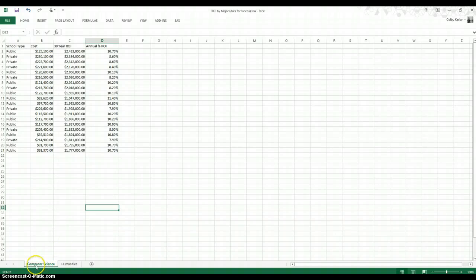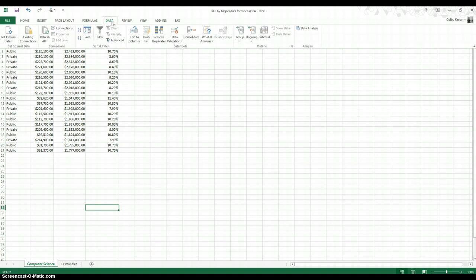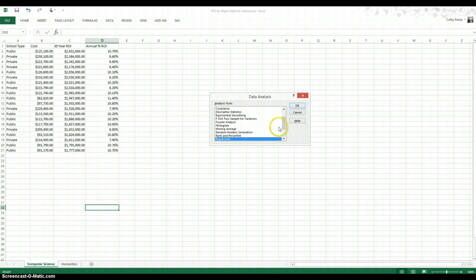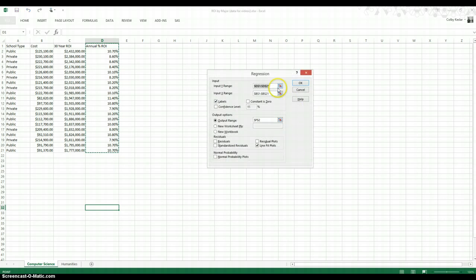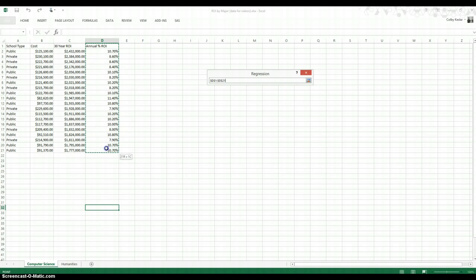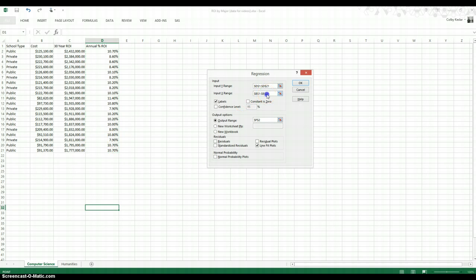Okay, I'm looking at my computer science data again, and I want to perform regression analysis to compare the annual percentage ROI versus the cost. So click on Data, Data Analysis, and we want to perform regression, so select regression. And notice that the Y's come up before the X's. So for the Y's, I'm going to select my percentage ROI. For the X's, I'm going to select the cost.